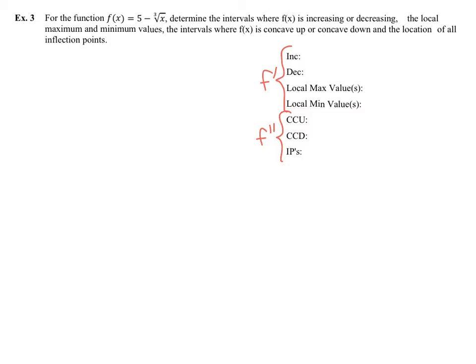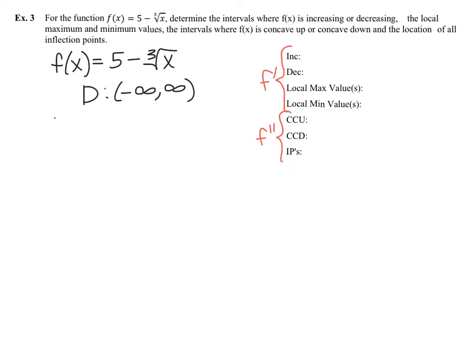So let's get started. I always like to start with the domain because if there's any domain restrictions, we're going to need to pay attention to those. So our function is 5 minus the cube root of x. And because this is a cube root, it's an odd index, then our domain is going to be all real numbers. We don't have any restrictions inside a cube root function.